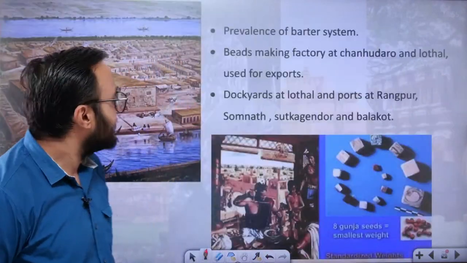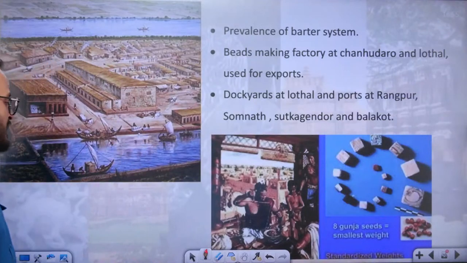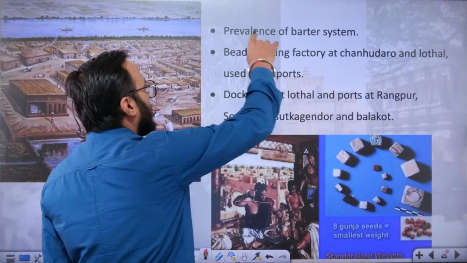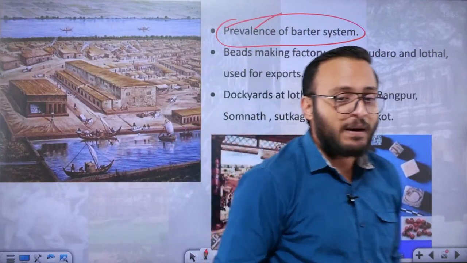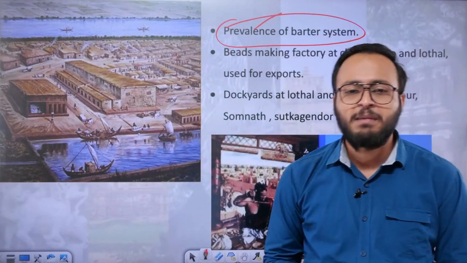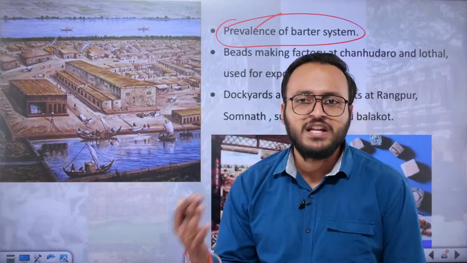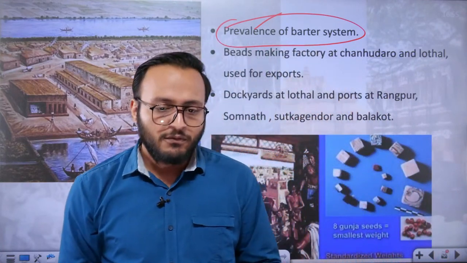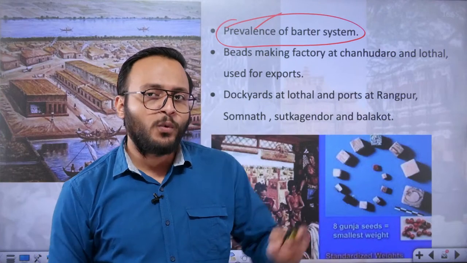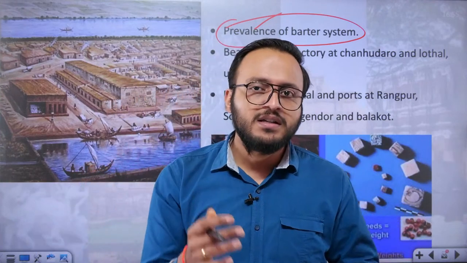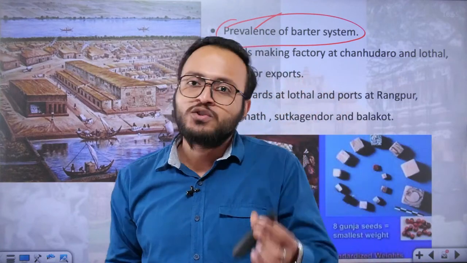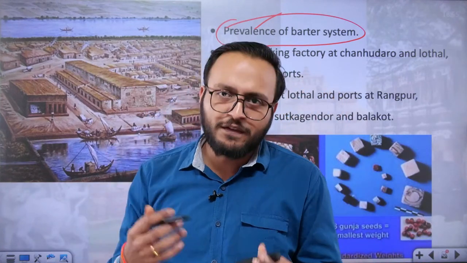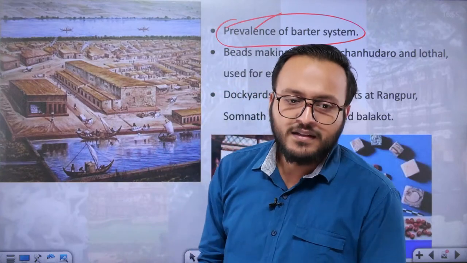Okay, now, apart from the other features, we also talk about the economy. So, the economy was prevalently done with the barter system, which means exchange of goods and services with each other, right? So, one good is exchanged with the other good. Suppose I am selling you a product like that. So, you will be giving me some different product, okay?